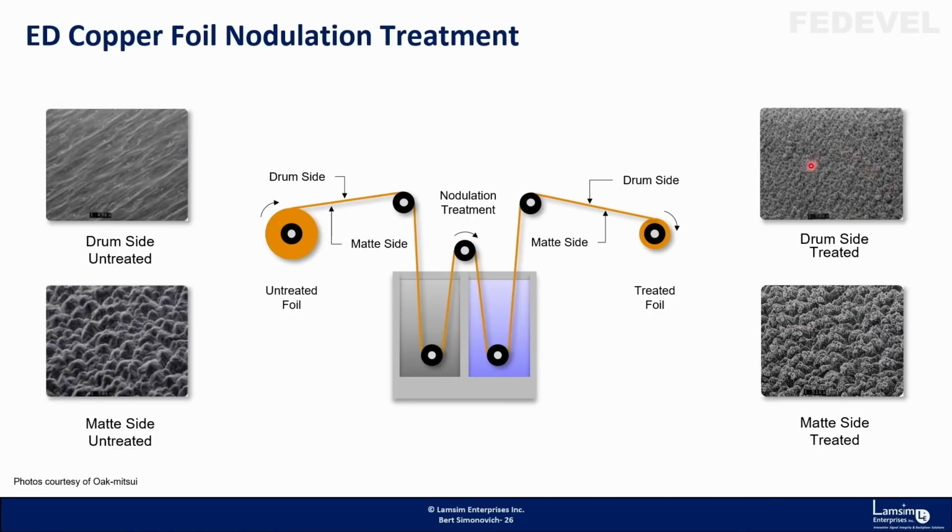When they treat the drum side, this is what the little nodules look like, because that side is fairly smooth anyway. These nodules look more flat. When they treat the drum side, this is important: that's what they call reverse treated foil, or RTF foil. When you see RTF foil, that means they put the treatment on the drum side of the foil.